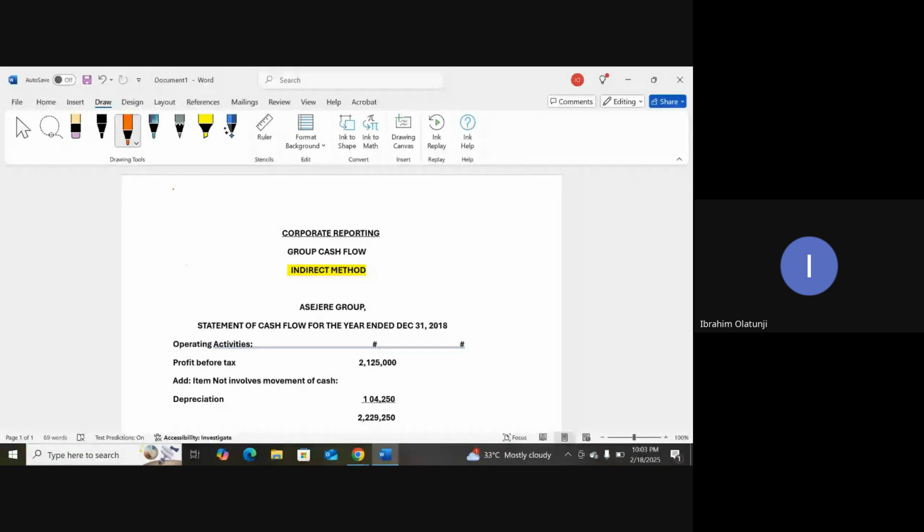So you can say movement of PPE, or schedule of PPE, any English that you like. Movement of what? PPE. P, P, and E. Property, plant, and equipment.